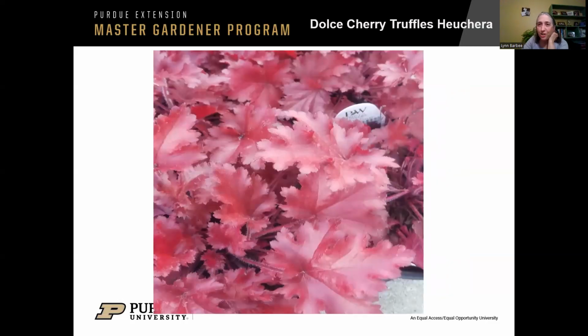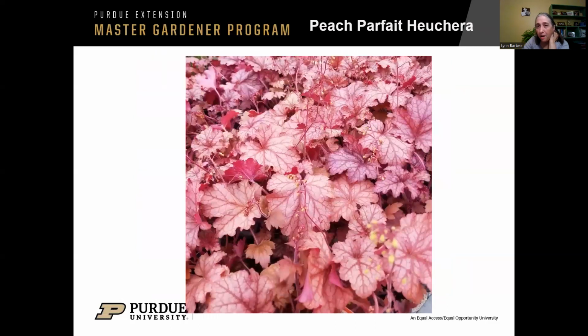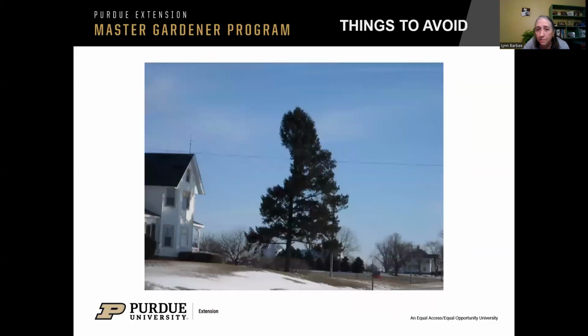Here, Dolce cherry truffles and plum pudding. And look at that. Do you see that off to the left-hand side? There's the Japanese forest grass, Hakonechloa. Peach parfait, Heuchera. Can you see the little tiny flowers though? They don't really show up. Like I said, these are not grown for flowers. They are grown for foliage, which makes them a nice accent in containers for that reason. Those little yellow things that you could see, those are the beginnings of the flowers.